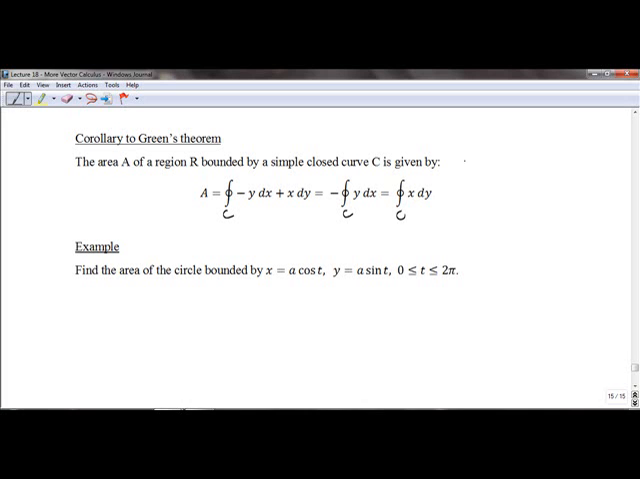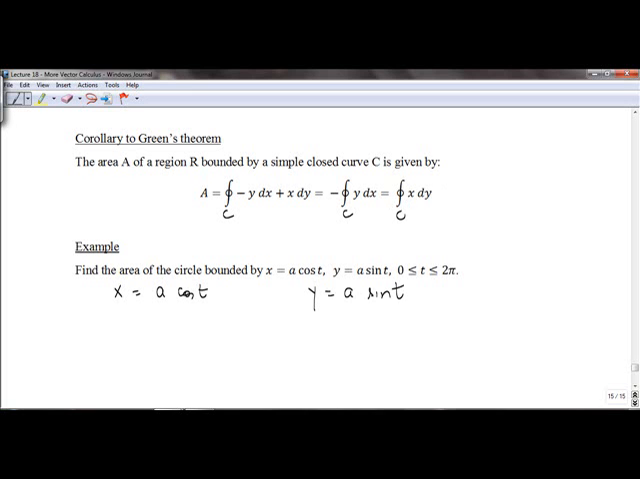Okay. Find the area of the circle bounded by x equals a cosine t, y equals a sine t, and t goes from 0 to 2 pi. Okay, so x equals a cosine t, y equals a sine t. Now look at what we're going to use, the last one. We know what x is. dy we have to calculate.